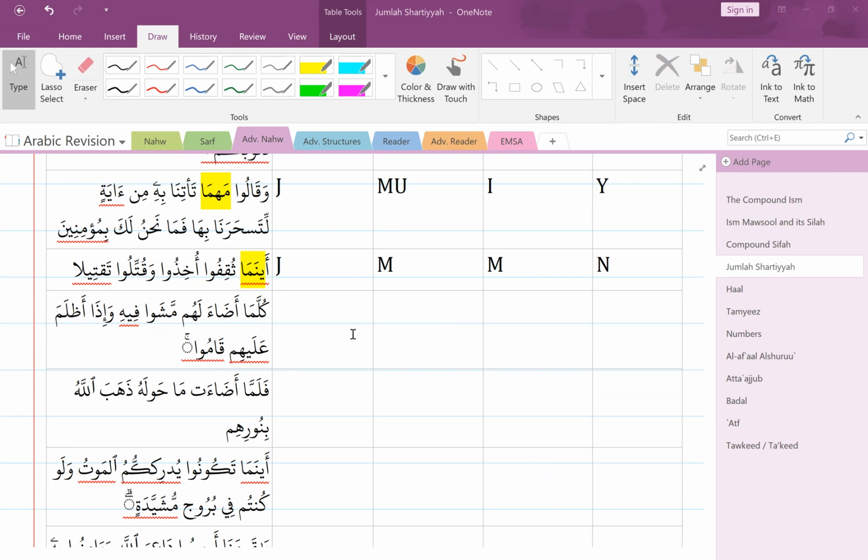So it's kullama za'a. So that's kullama is adat al-shart. Za'a is fi'l madi. Yes, beautiful. This is madi. So is kullama jazima or ghair jazima? Kullama is ghair jazima. Beautiful. Ghair jazima. And where does our jawab al-shart begin? Where do you think?